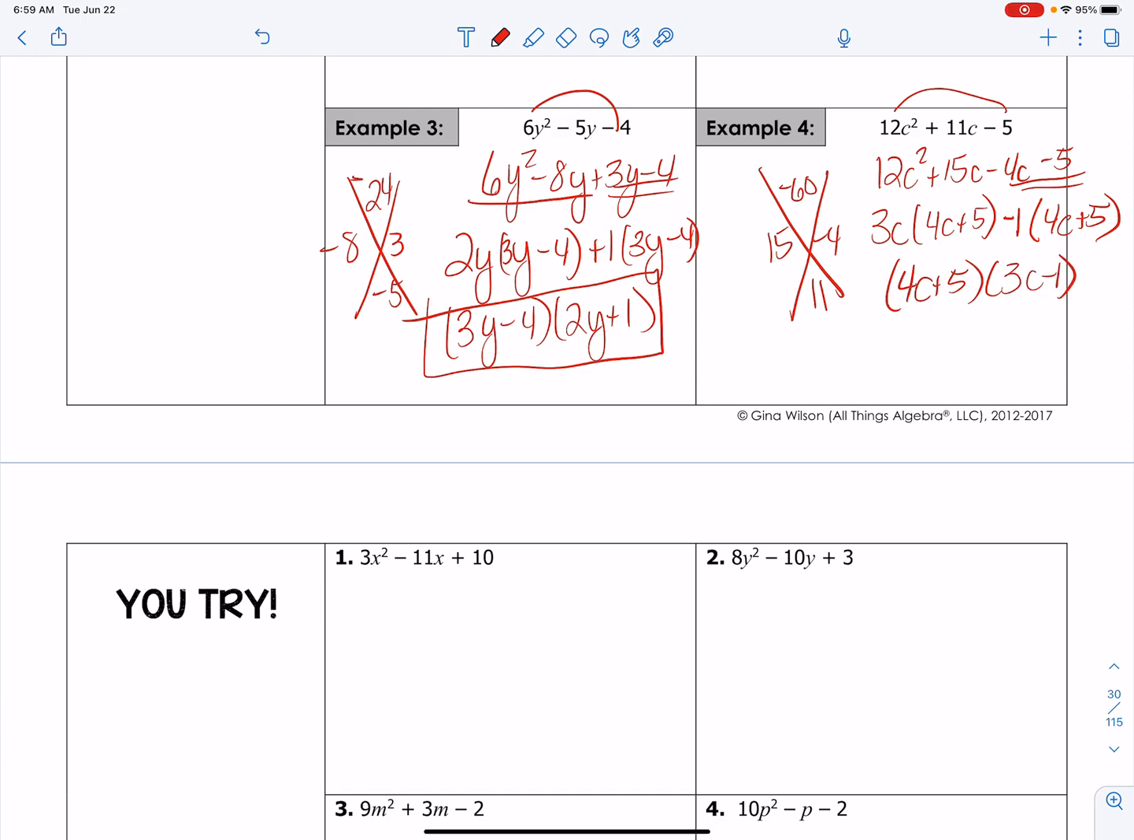I'm going to save the back page of these notes. If somebody needs help, we're going to do that, but I'm not going to do them right now.